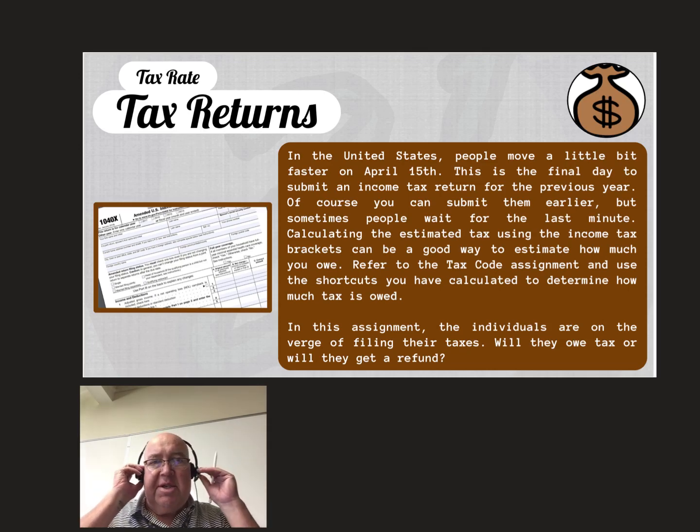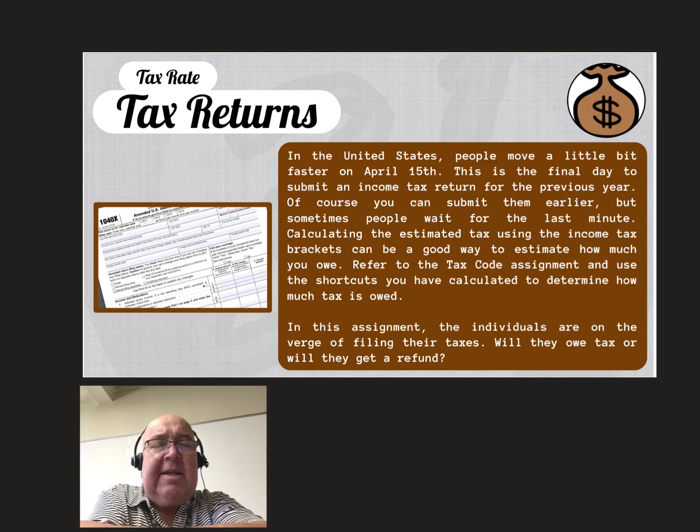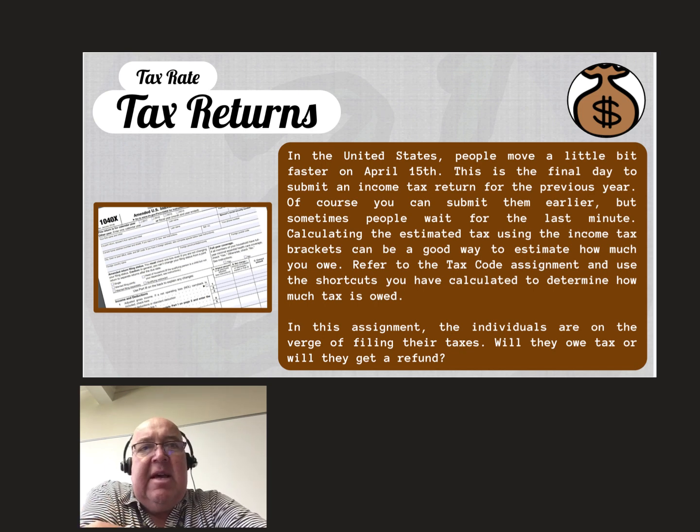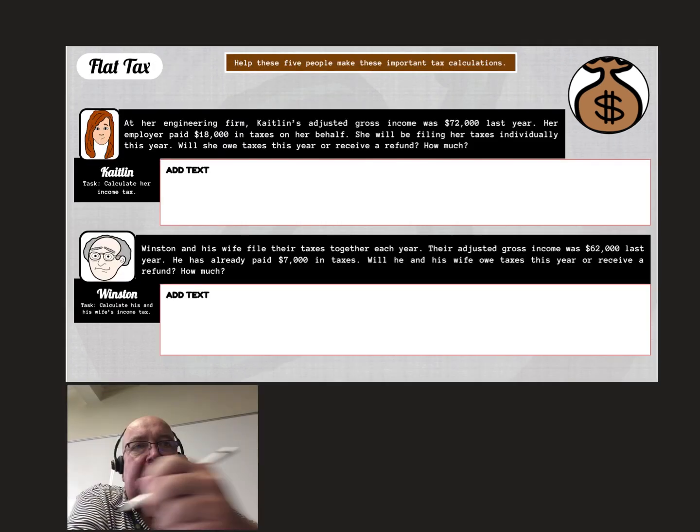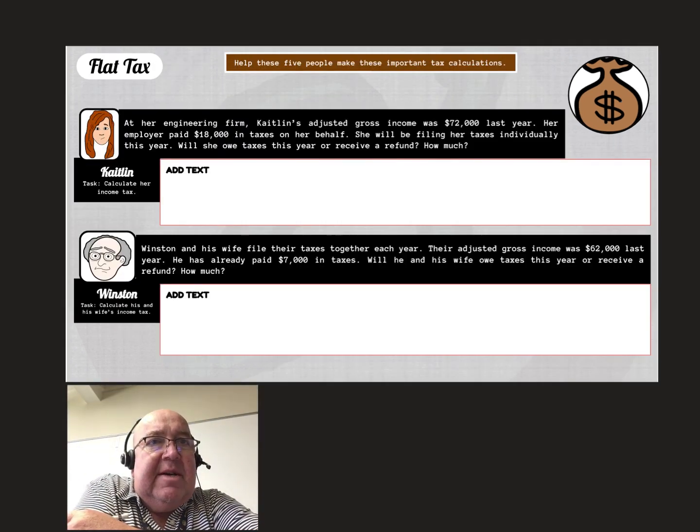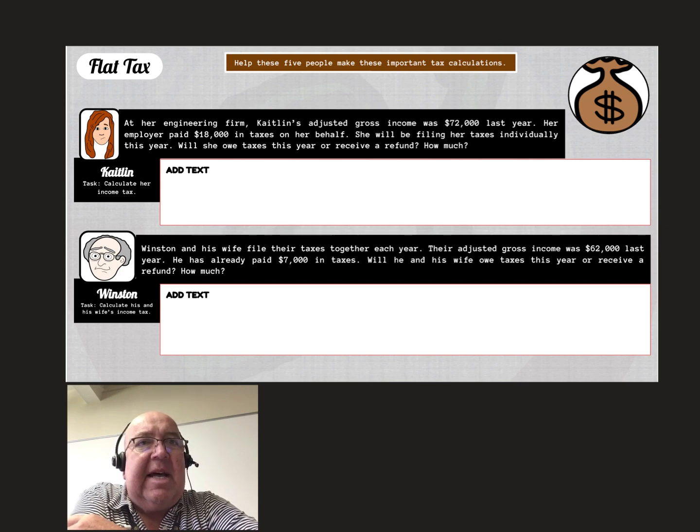For this portion of the project, you're going to use the work that you did in the last section, where you found out some shortcuts to calculate taxes for individuals and for people that are filing jointly. You're going to use that to help you on this portion of the assignment. So we're given information about an individual, what their adjusted gross income is, and how much tax was paid by their employer, and we want to calculate how much she'll have to pay in taxes.